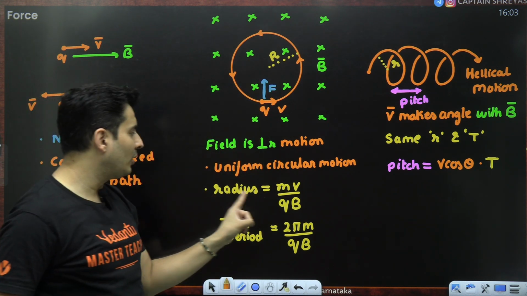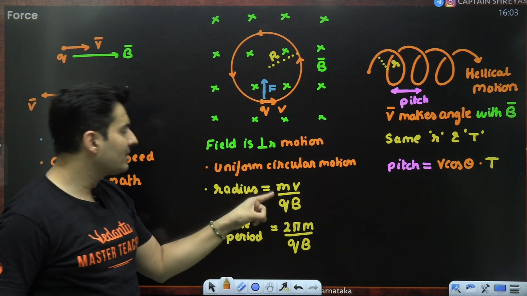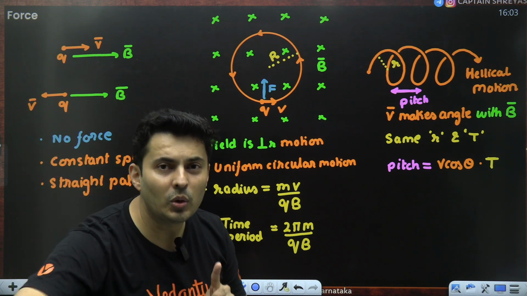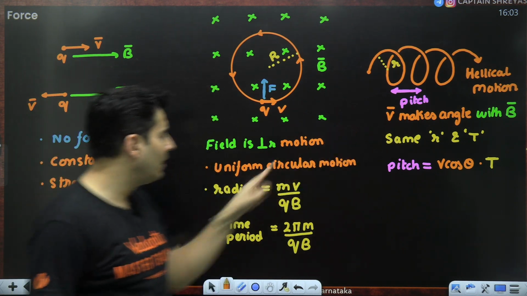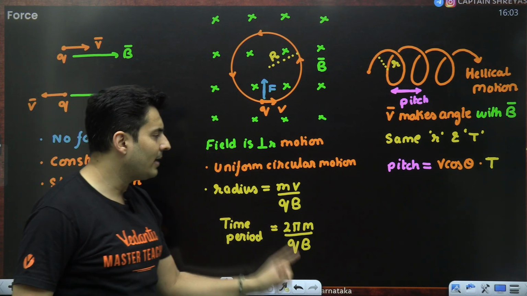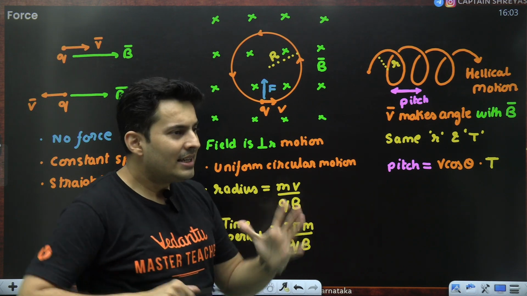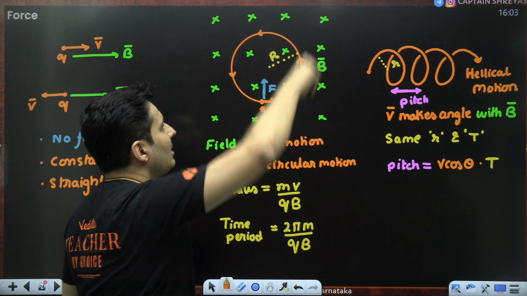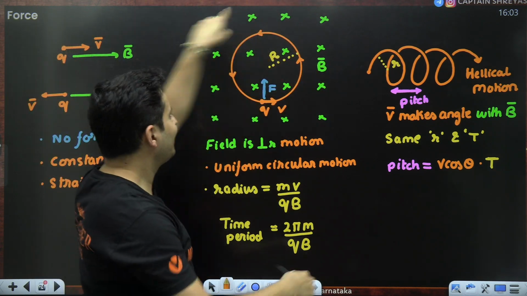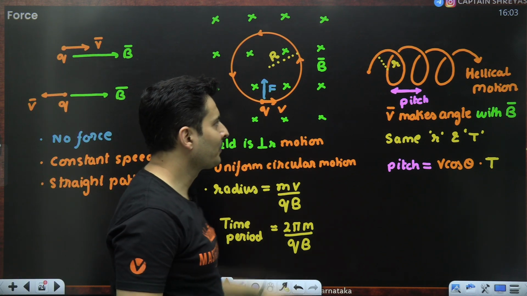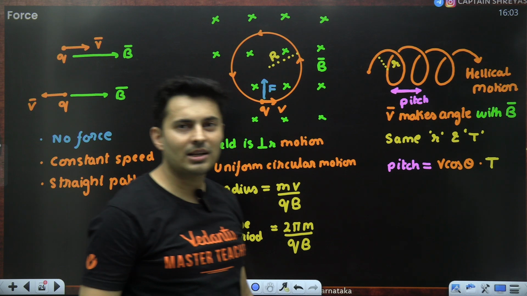So the radius formula is the exact same formula which you got over here, mv by qB. The time taken to go in that circle is the same formula as you have got over here, 2 pi m by qB. So there is no difference in the formulas over here. It's just that imagine this circle is coming slowly towards you. That is your helical motion. But there is one extra formula which comes over here.